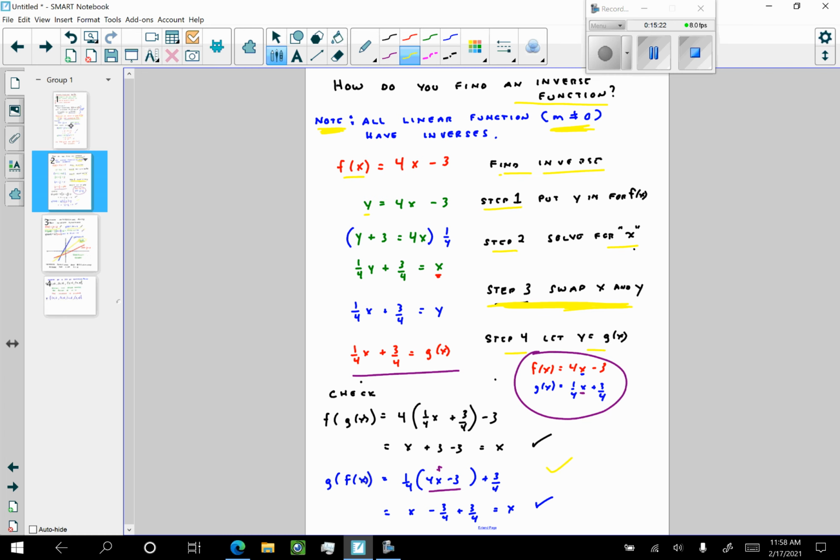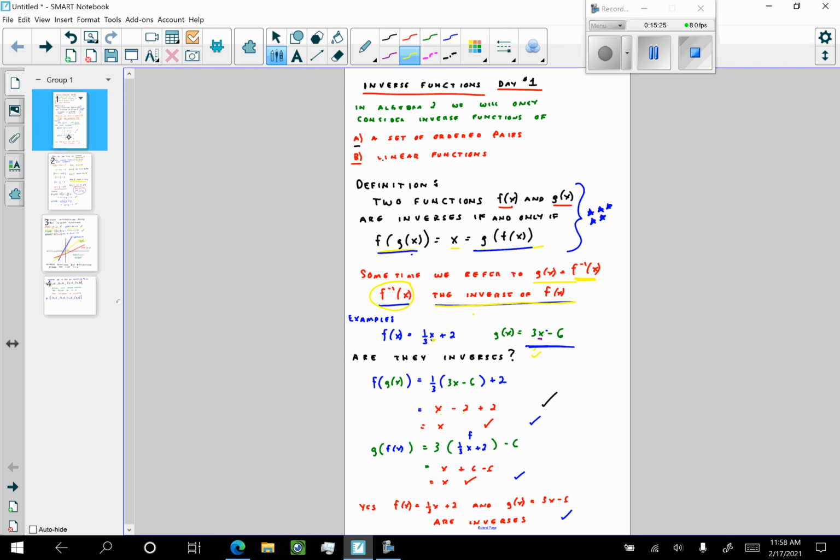And then if I go to slide 1, what did we do? Well, this was big right here. We came up with the analytical definition of inverse functions: f of g of x is x, which is equal to g of f of x. If that happens, then the functions are inverses. And then all we did was check. I gave you two functions, and we checked that indeed they were inverses. And I will guarantee you, in Algebra 2, we are only going to look at the inverse of a set of ordered pairs and the inverse of linear functions.